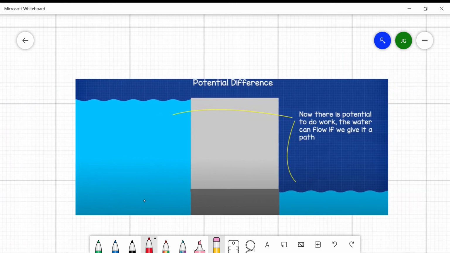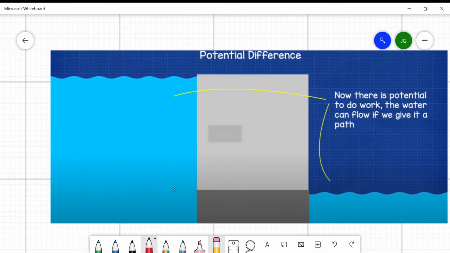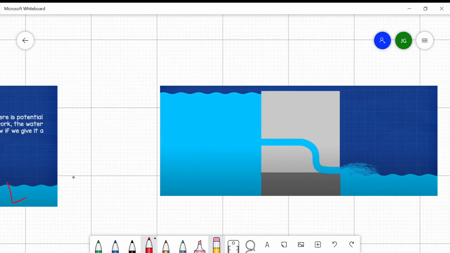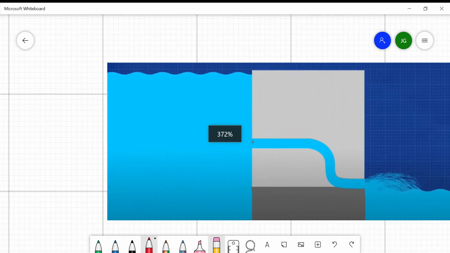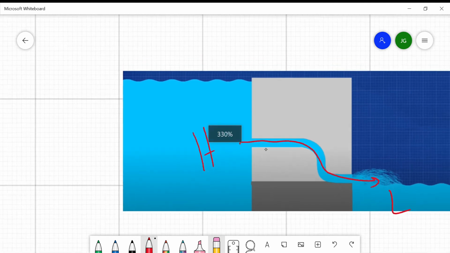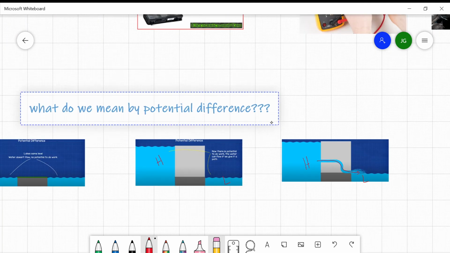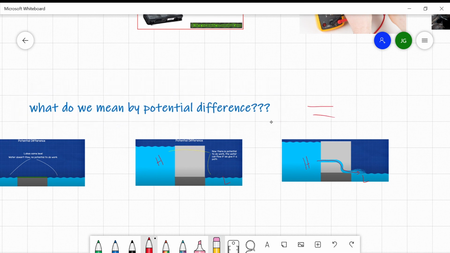Once we create potential difference, on the left side we have high potential, on the right side we have low potential. Now water can flow from the higher potential to the lower potential. So we can say that potential difference is the same as voltage.